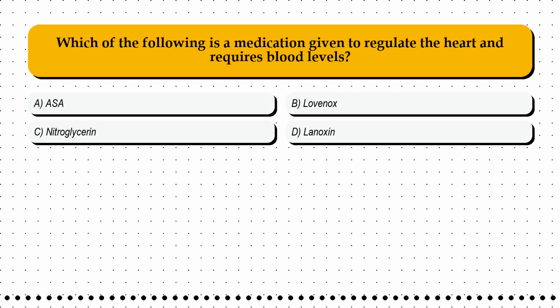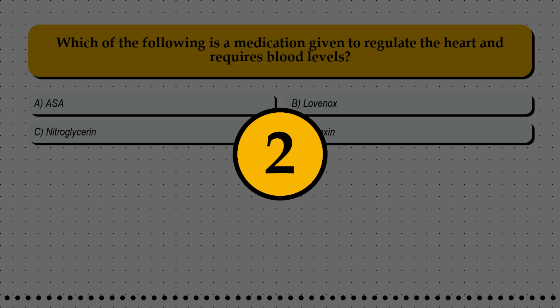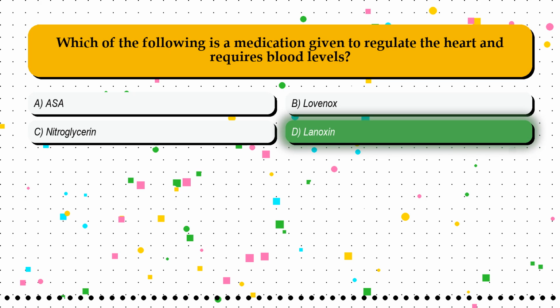Question 87. Which of the following is a medication given to regulate the heart and requires blood levels? Option A, ASA. Option B, Lovenox. Option C, nitroglycerin. Option D, linoxin. The correct answer is option D, linoxin.